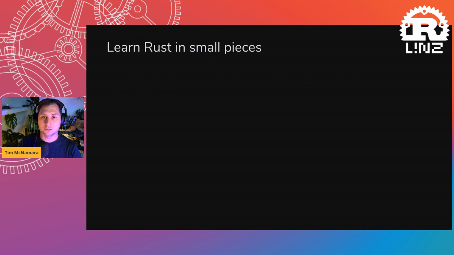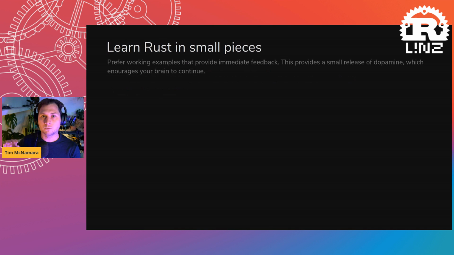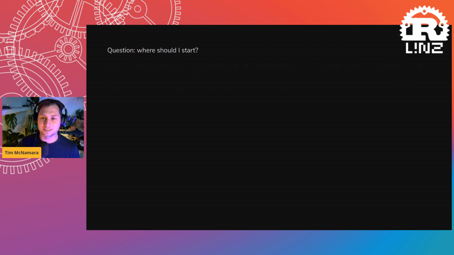Okay, so let's learn Rust in small pieces. That means working with examples that provide immediate feedback. When you get the compiler to work, you get this very small release of dopamine, and that's very positive from a learning point of view because it provides you with some encouragement to continue. And as the compiler works for you and it compiles, you can then expand and move forward.